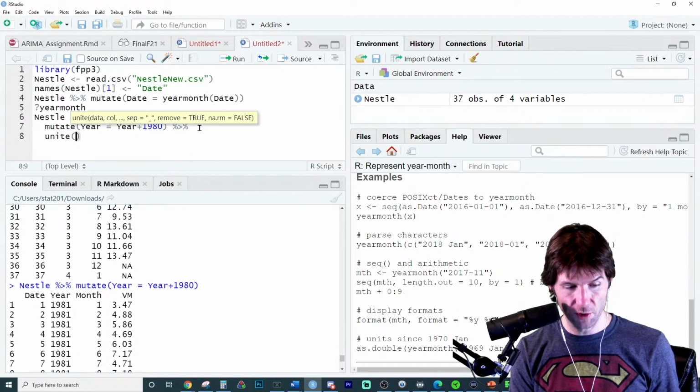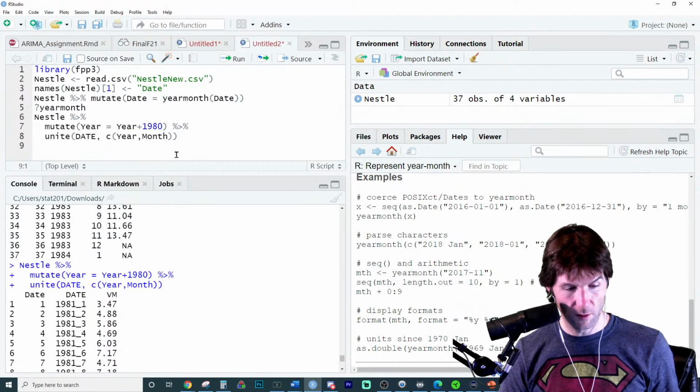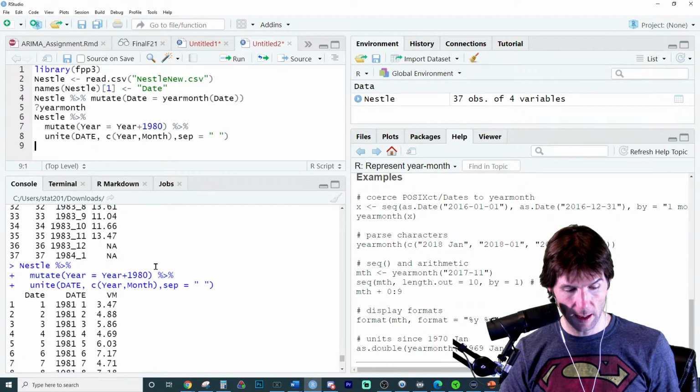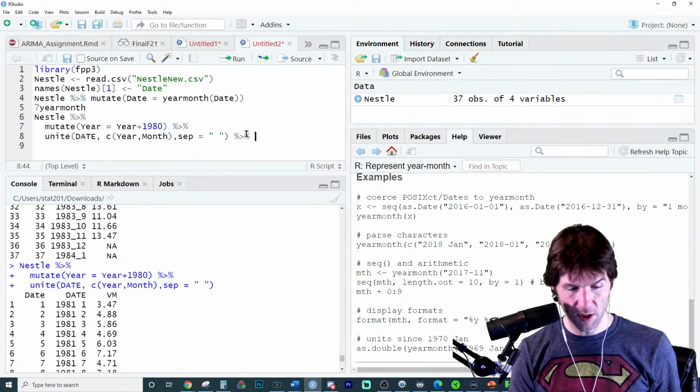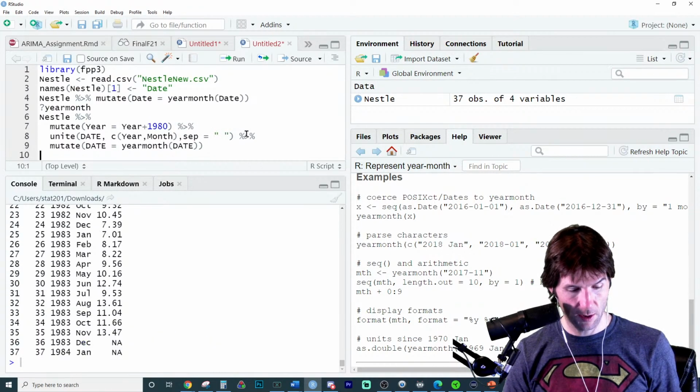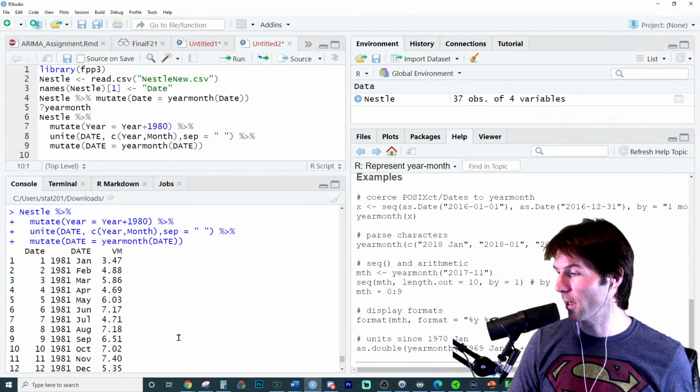We're going to unite. I'm going to use your unite column right here, Kayla. I'm going to go to date equals concat. Wait, no, date, comma, concatenate year, comma, month. And I'm going to do a sep equals a space. And I think that should work. And then I'm going to take right here and mutate. I'm going to mutate the date to be year, month of date. Good. So Kayla, we got it going right here.